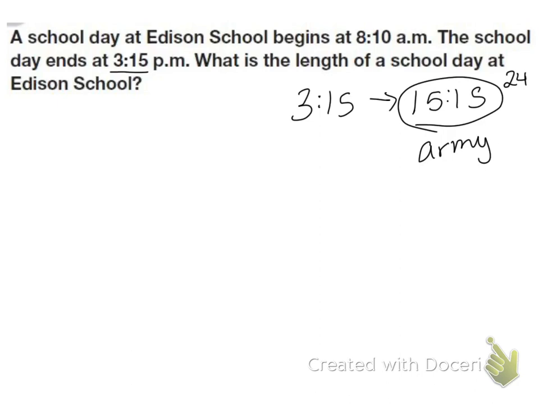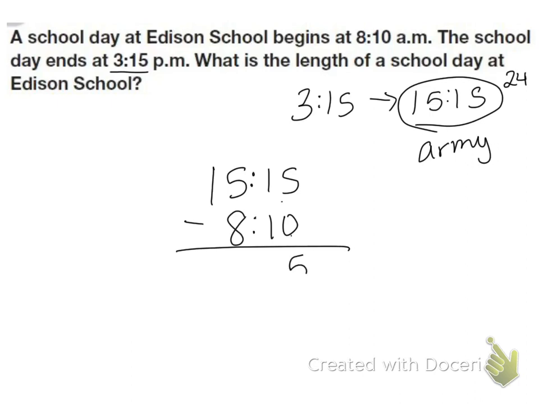So I can do 15:15 minus 8:10. Then we subtract the minutes and hours. So 5 minus 0 is 5. 1 minus 1 is 0. I bring that colon straight down. And then 15 minus 8 is 7. So that means that we have 7 hours and 5 minutes at Edison School is how long the school day is.